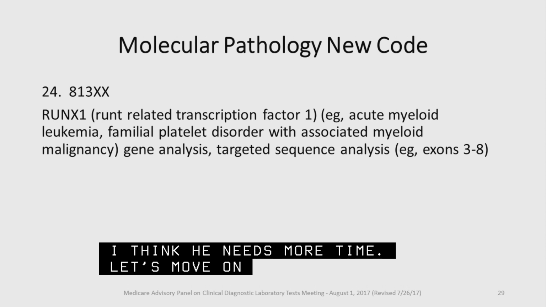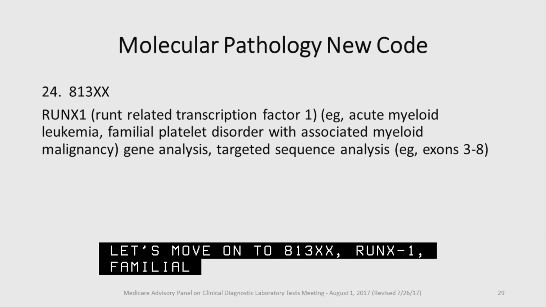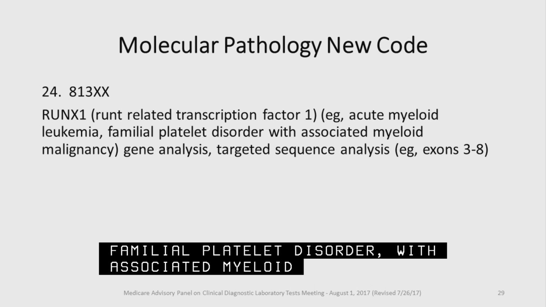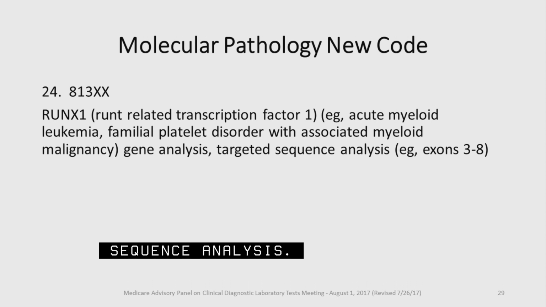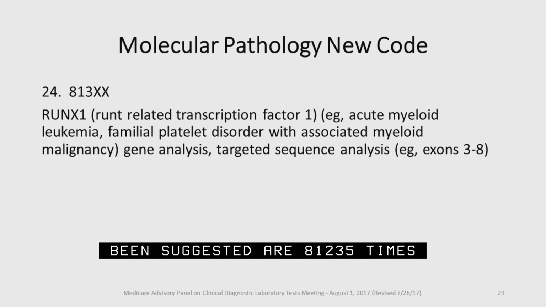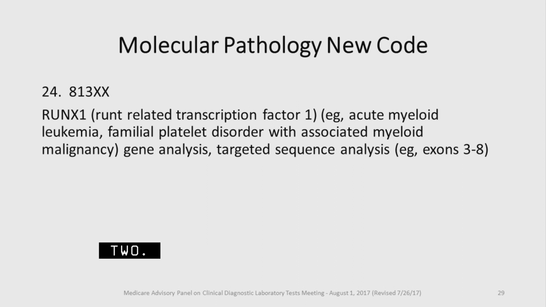813XX. It's RUNX1. It's a familial platelet disorder with associated myeloid malignancy, a gene analysis, target sequence analysis. And the crosswalks that have been suggested are 81235 times 2. And does the panel have any questions? Okay, so please submit your ballot.